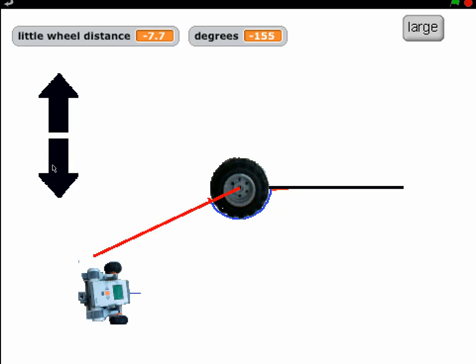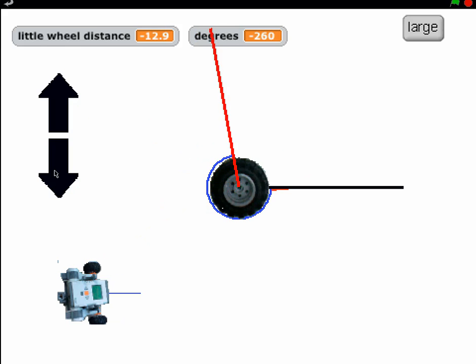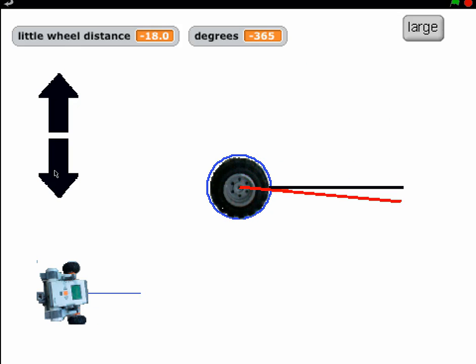And you can see again the distance that it travels is directly related to the outside of the circle. And when I get all the way around, for one full turn of the wheel, you can see I'm back to negative 360 degrees, and I've gone now a negative 17.8 centimeters.